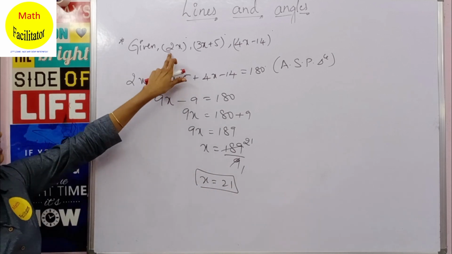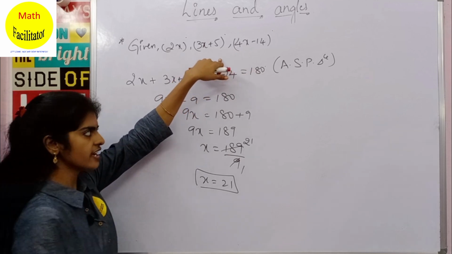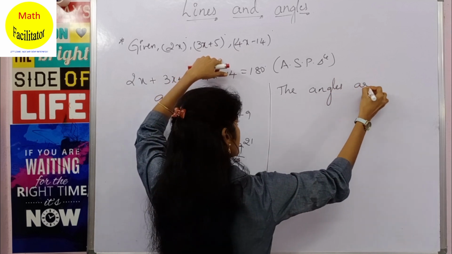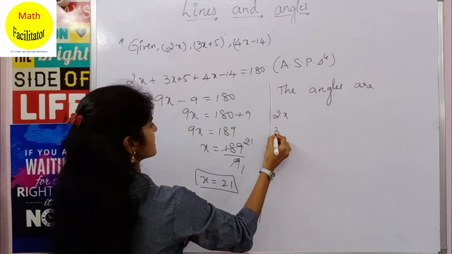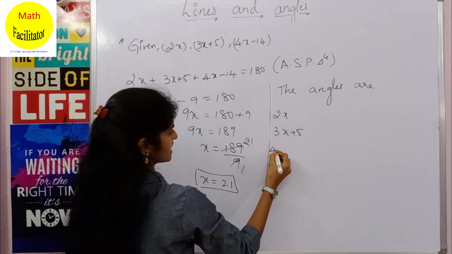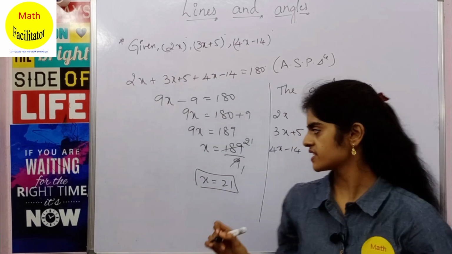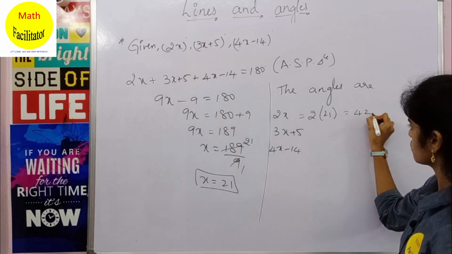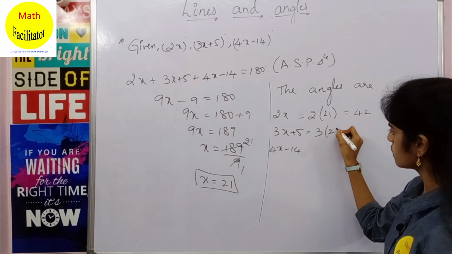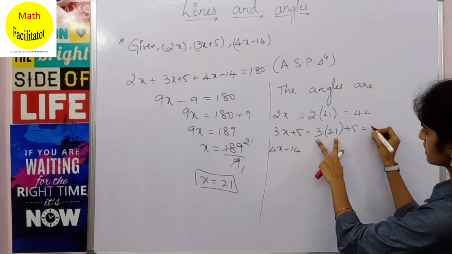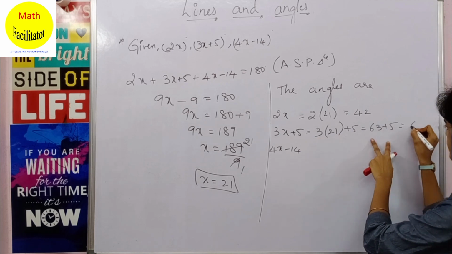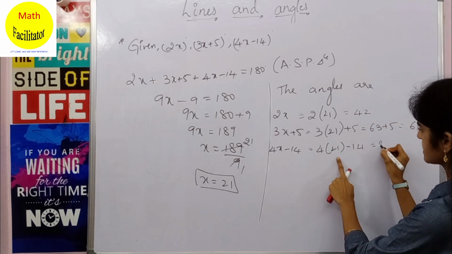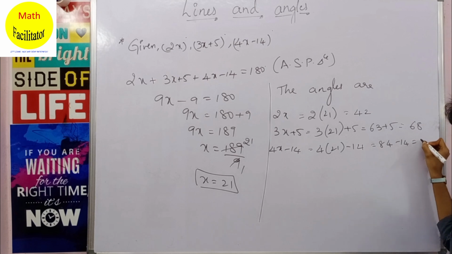Okay, now just substitute the value of x in these three angles, you will get the angles. So one angle is 2x, the other angle is 3x plus 5 and the last angle is 4x minus 14. Okay, so just substitute and see. 2x is 2 into 21 which is nothing but 42. Okay, 3x plus 5 is 3 into 21 plus 5. Okay, so this is 63 plus 5. So this is 68. Now this is 4 into 21 minus 14. So this is 84 minus 14 which is nothing but 70.